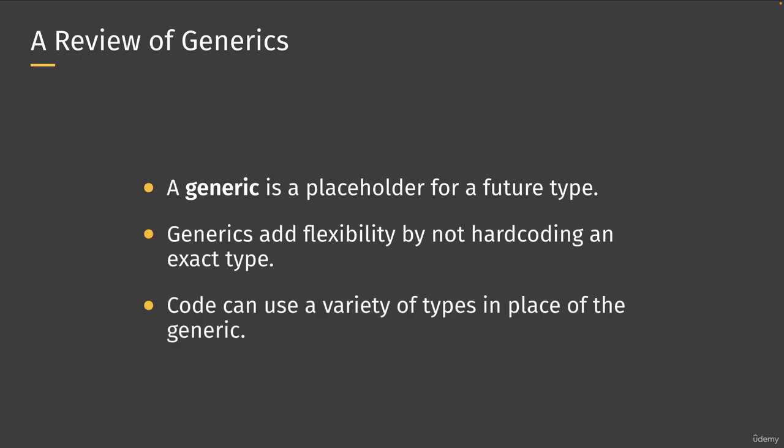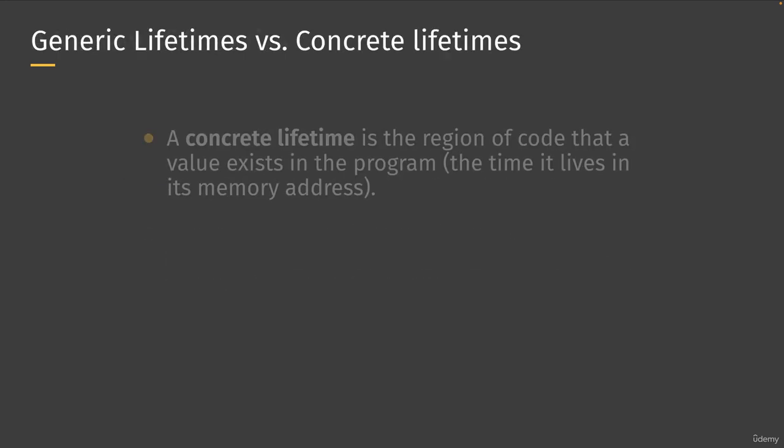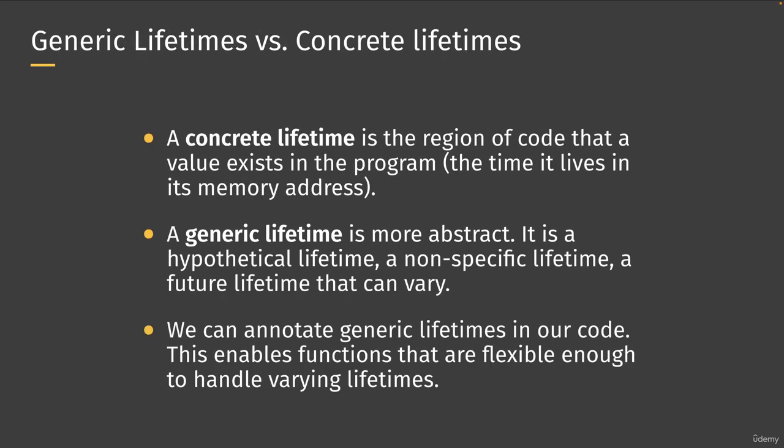As a reminder, a generic is a non-specific placeholder type or a stand-in for some future type. A generic adds flexibility by not hard-coding an exact type so that later code can use a variety of types in the place of the generic. The generic is the placeholder that allows us to write flexible code, and then later on, we substitute the concrete, actual type. Just like with generic types, there are generic lifetimes and concrete lifetimes.